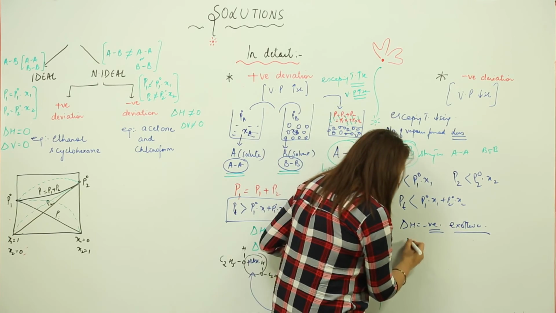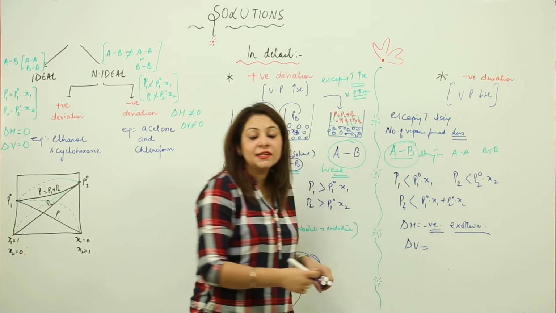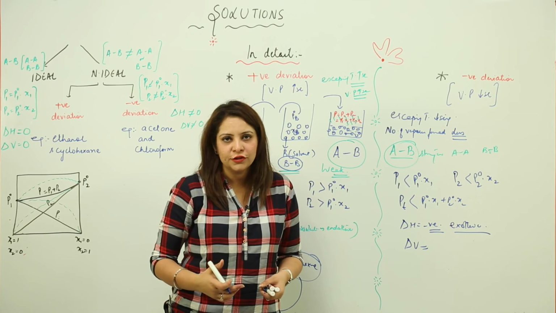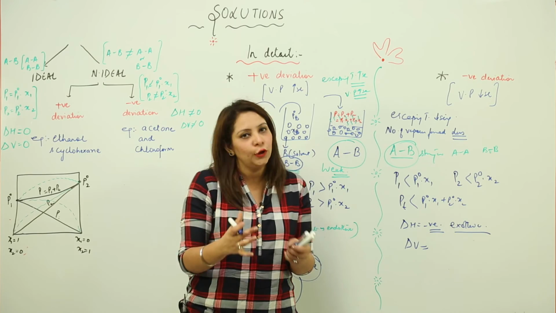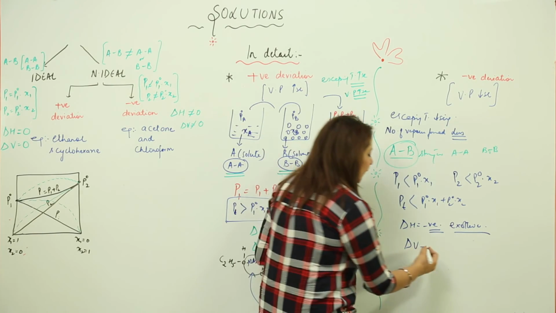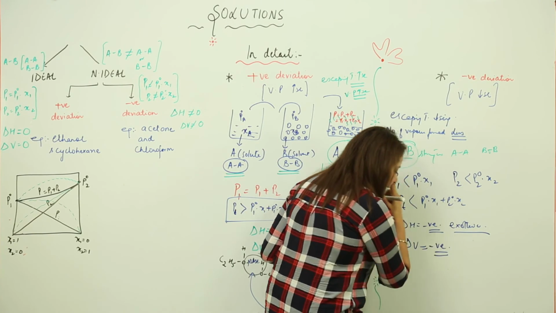And when we talk about delta V, it is clear that there exist more attractive forces. More attractive forces means they are tightly bound. Tightly bound means less volume. They will occupy less volume. So we can say change in volume is negative.